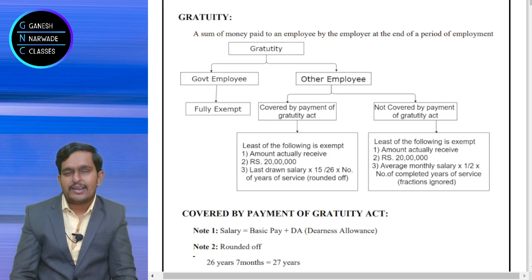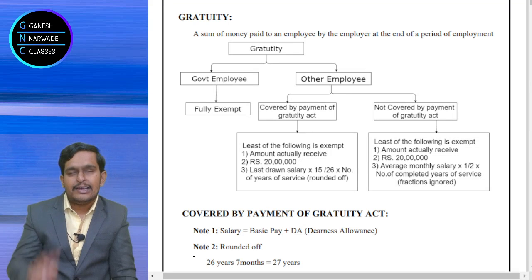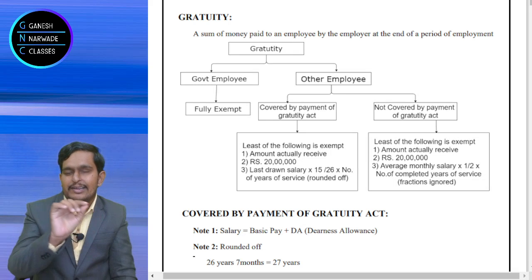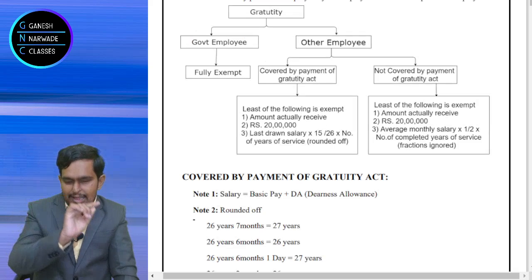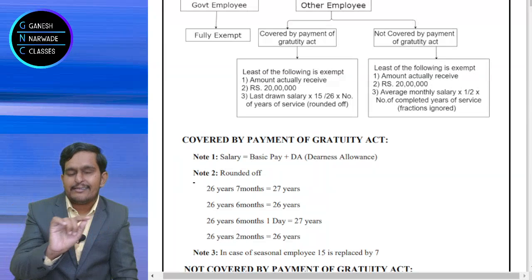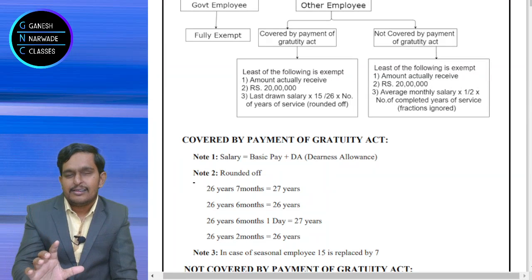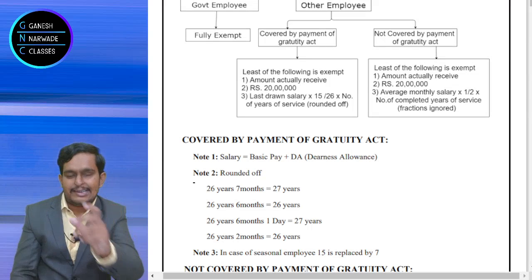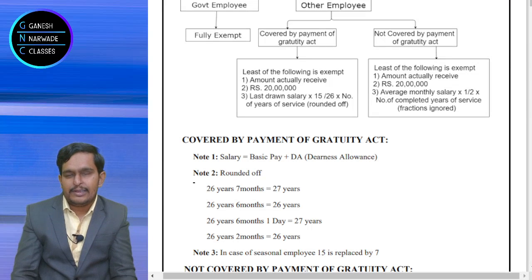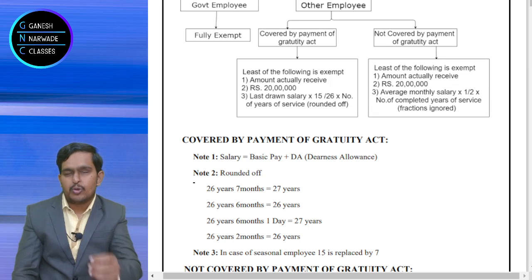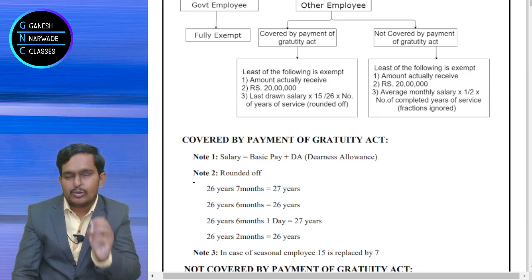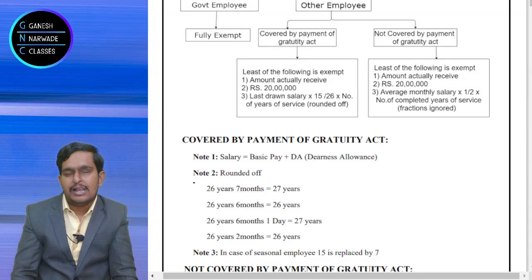So, whatever gratuity received minus least of the following three. What I said? Whatever gratuity received, the actual gratuity received, minus least of the following three will become the taxable. Suppose example, you received gratuity 10 lakhs and the least of the following three is suppose 2 lakhs. Then 10 lakhs minus 2 lakhs, 8 lakhs will become taxable salary.